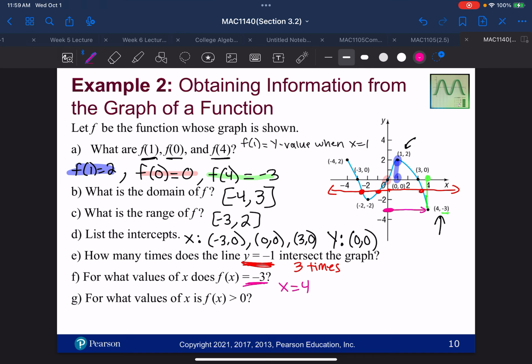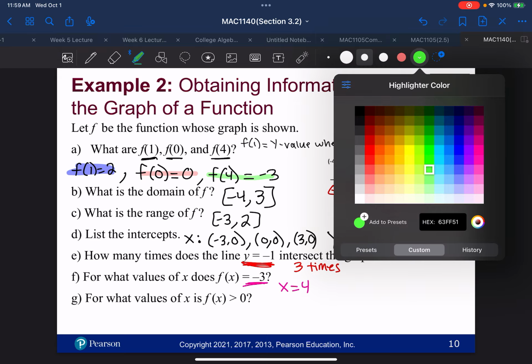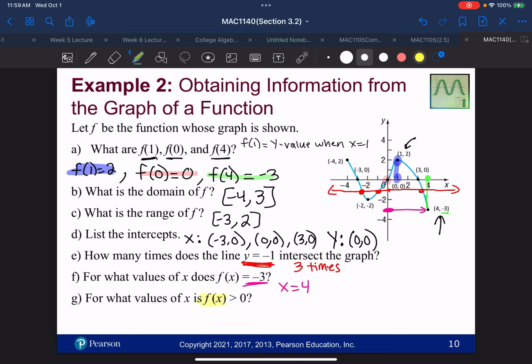And then finally, G, for what values of x is f of x greater than 0? So remember, f of x is the same thing as y. So for what values of x is the function greater than 0? Well, that's going to be anything that's above this axis. Any part of my graph that's above the x-axis, that's where y is greater than 0. So for what values of x is that true?